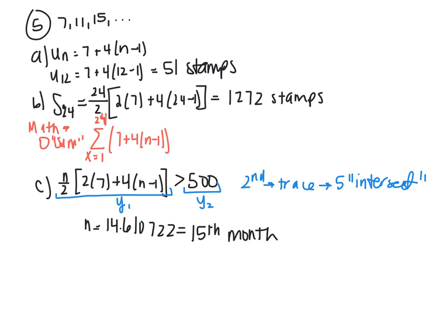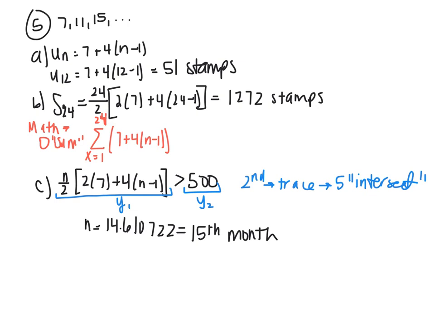Part B wants to know how many total stamps she collected in the first 24 months. So total, that is summation. So you're going to use your sum formula for arithmetic series. In this case, we don't know what u sub 24 is, so I use the one where it's n divided by 2 in front, times 2 times the first term plus the common difference times n minus 1, where n is 24. And you end up with 1,272 stamps.